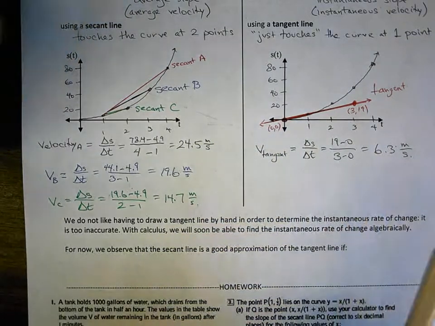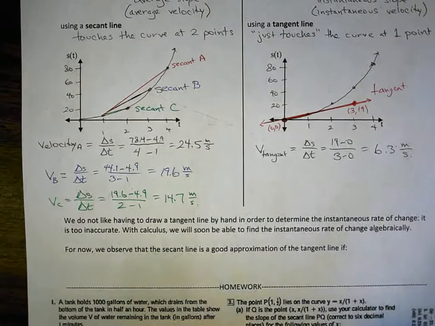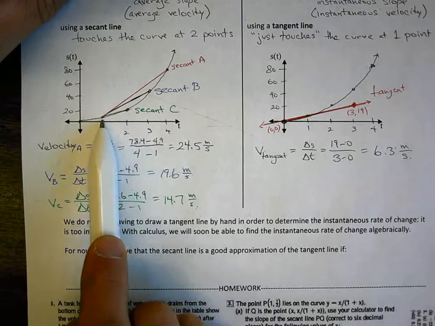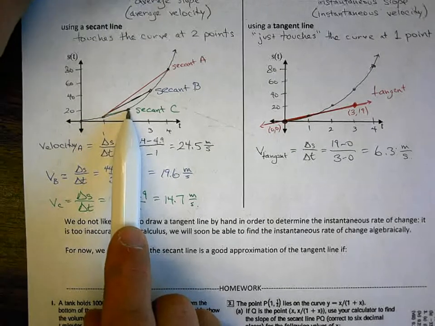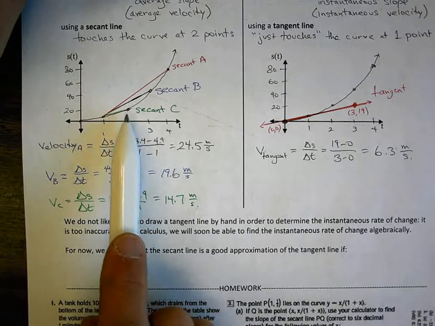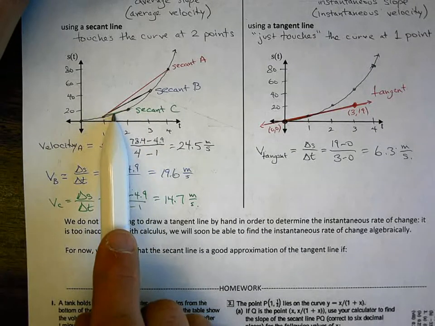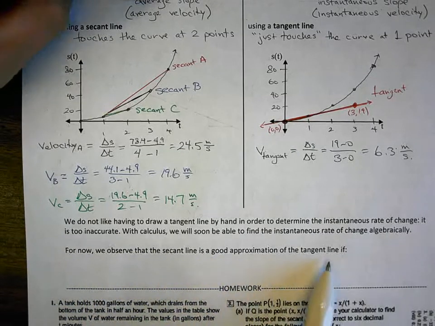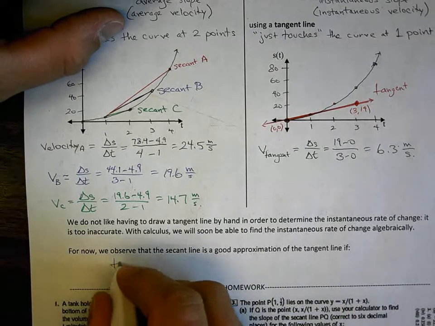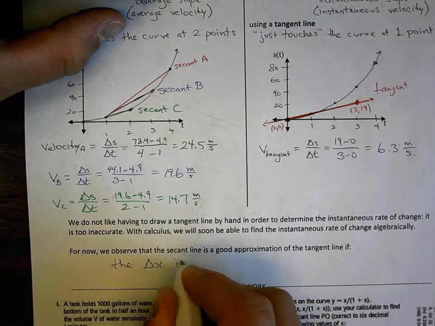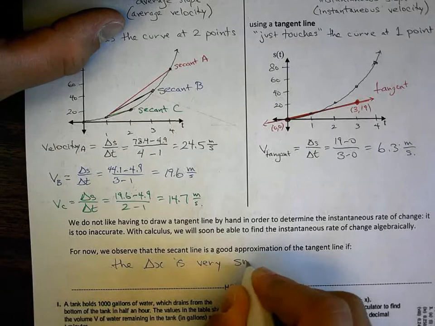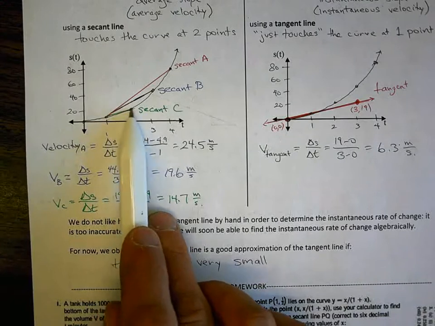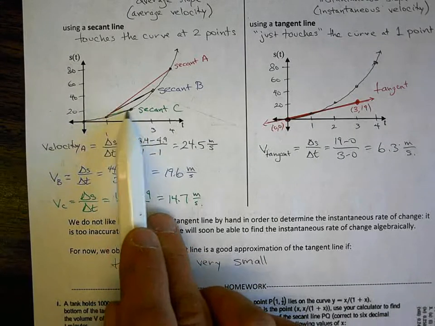For now, then, if I had to ask what's the best way for finding slope, I would say it would be to take 2 points and find the average between the two of them, finding the secant line. And which 2 points? Well, choose the 2 points that are closest together. In fact, for now, we observe that the secant line is a good approximation of the tangent line if the delta x is very small. That is, for this lesson, where we'll end it, the best secant line is the one where these 2 points, these two x values, are close together.